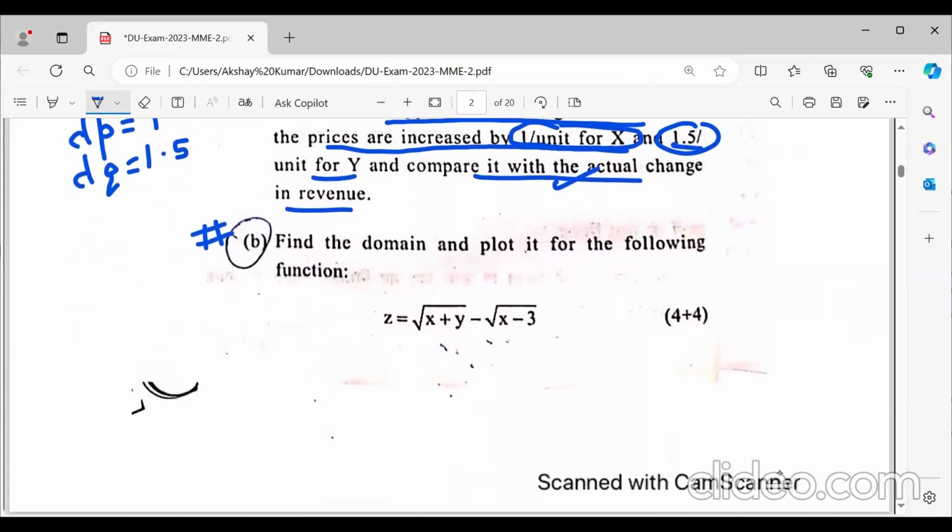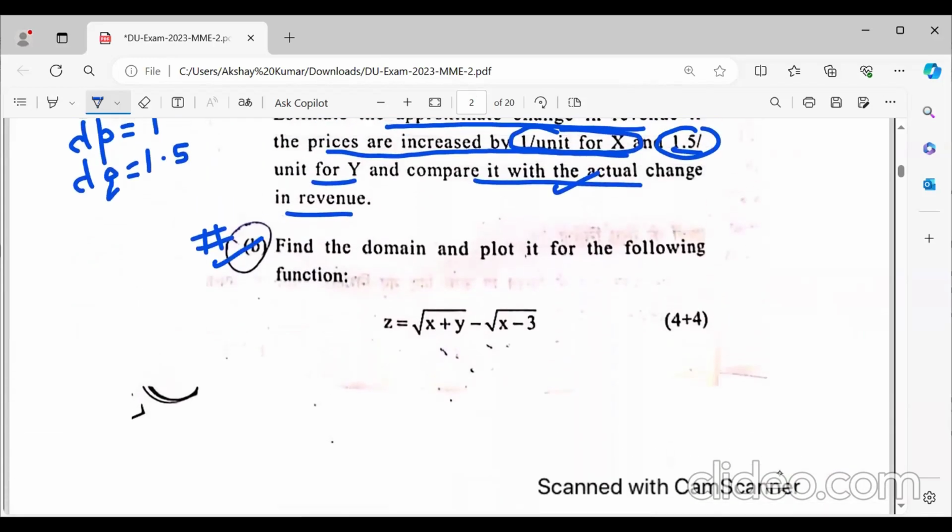Let's look at part B, which is the last part to this particular problem. Find the domain and plot it for the following function. This is based on the module functions in several variables, which I have covered in my intermediate MME course. So recall the rules of finding the domain.